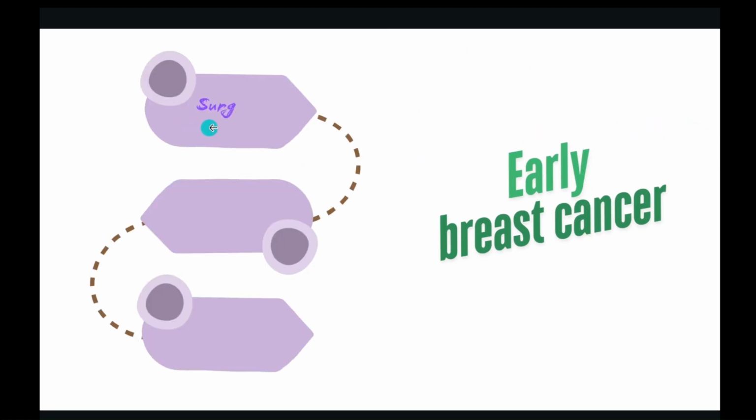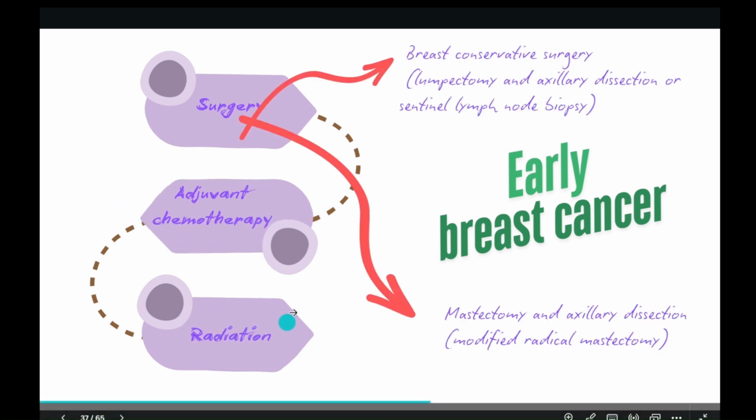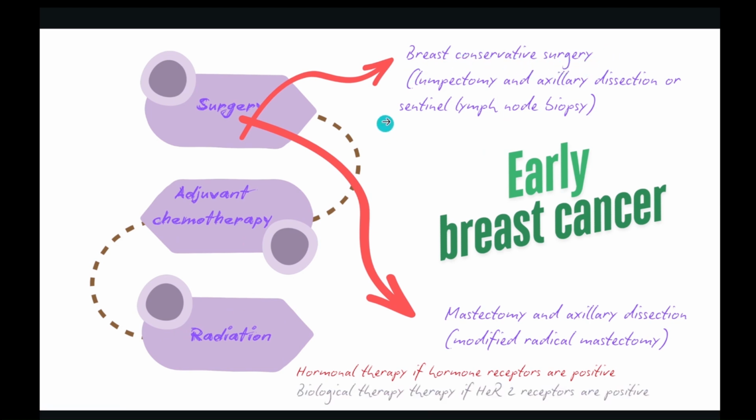For early breast cancer, we do surgery first, then they will go for adjuvant chemotherapy and radiation. For surgery, they can either go for breast conserving surgery, like lumpectomy and axillary dissection or sentinel lymph node biopsy. If there is a contraindication for breast conservative surgery, then we can go for mastectomy and axillary dissection. We call this modified radical mastectomy.